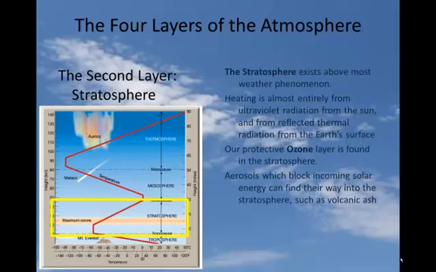Our protective ozone layer, which is denoted in that kind of buff, peach-colored, fuzzy area on the graphic, is where our ozone is found. Aerosols are also present here, which can block incoming energy from the sun. They can find their way into the stratosphere. Whenever we have a volcanic eruption, for example, volcanoes are notorious for disgorging tons of volcanic ash into the stratosphere.